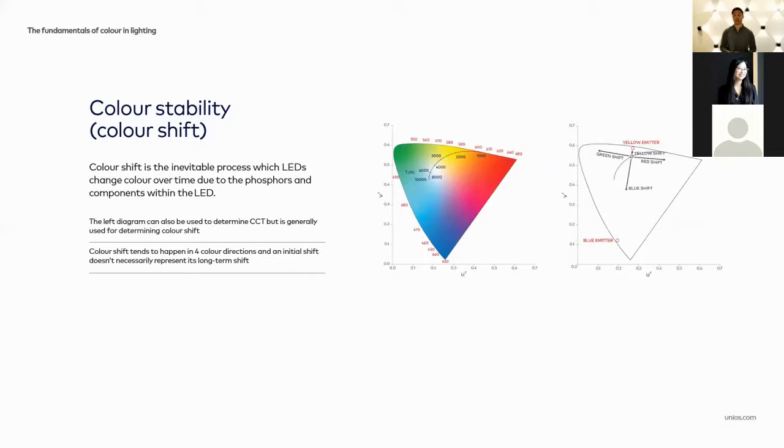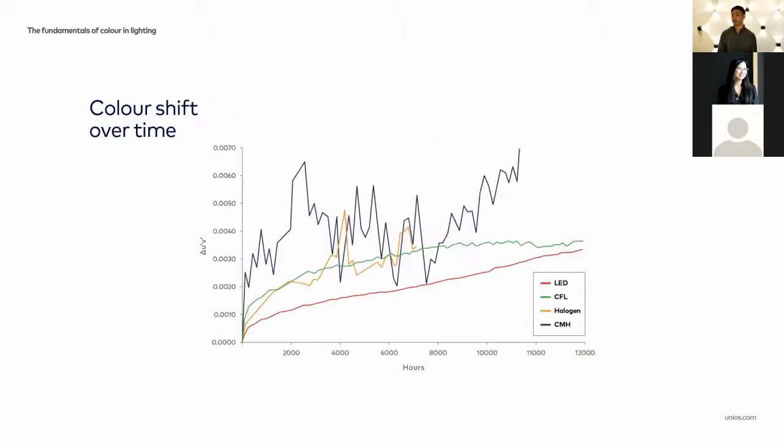Color stability or color shift. I've shown there on the slide a 1976 chromaticity diagram, and it's generally used to detect color shift. So we've got the BBL there as shown, and LEDs tend to do 4 different things over time. They either have a green shift, a red shift, a yellow shift, or a blue shift. And the key functionality there is over time, not from day one.